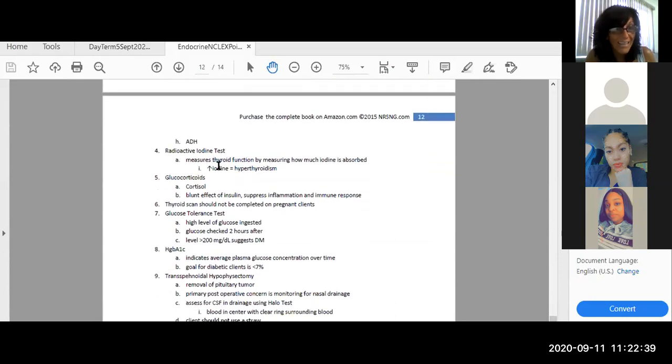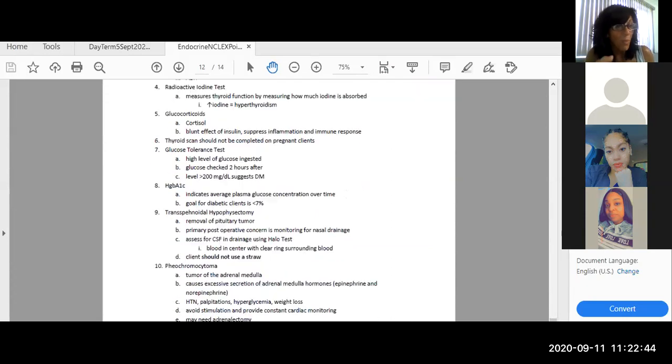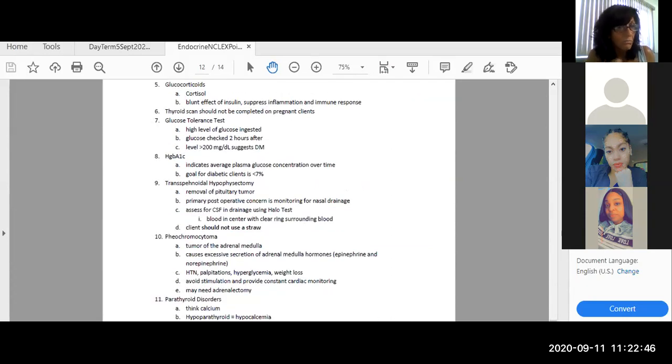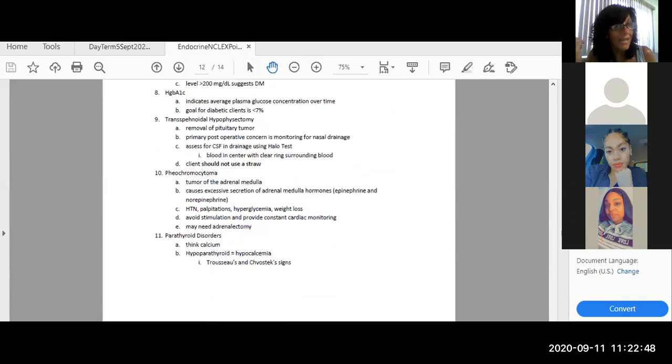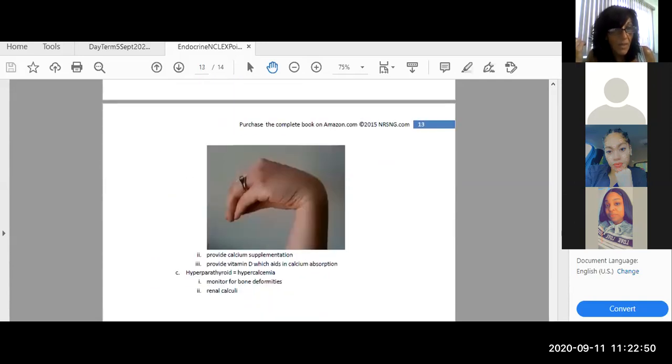Goes over the radioactive iodine test, all the different testing that's done. There's a little bit more here than you need to know, but if you go on and get your RN, this will come in handy, I promise.